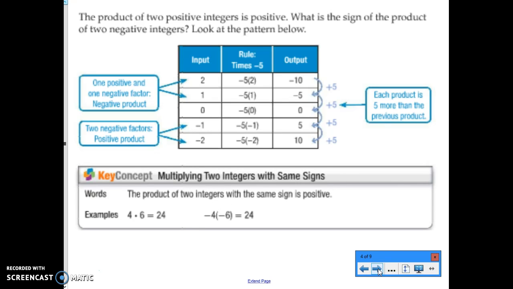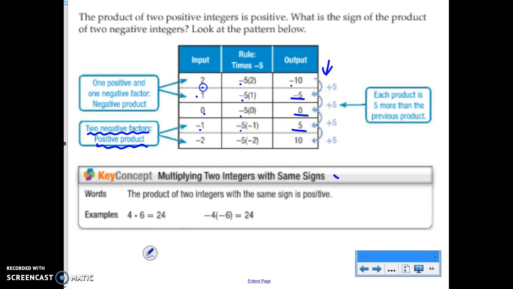So if I input 2 right here, I can see that 2 times negative 5 gives me a negative. Positive times a negative gives me a negative. Same thing with 1 times a negative. Positive here times a negative gives me a negative 5. 0 times a negative, well, we know that the multiplicative property of 0 tells us that any number multiplied by 0 gives us 0. Now we come here to negative 1. Negative 1 times negative 5. When we plug that into the rule there, a negative times a negative is going to give us a positive. Notice how on the right here, each product is 5 more than that previous product. And over here it just states again that two negative factors equal a positive product.